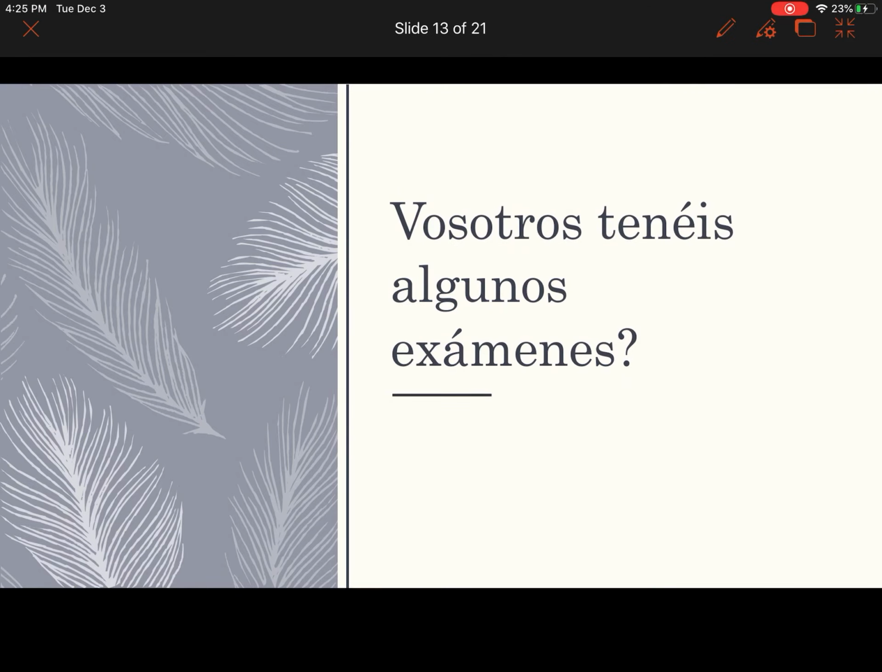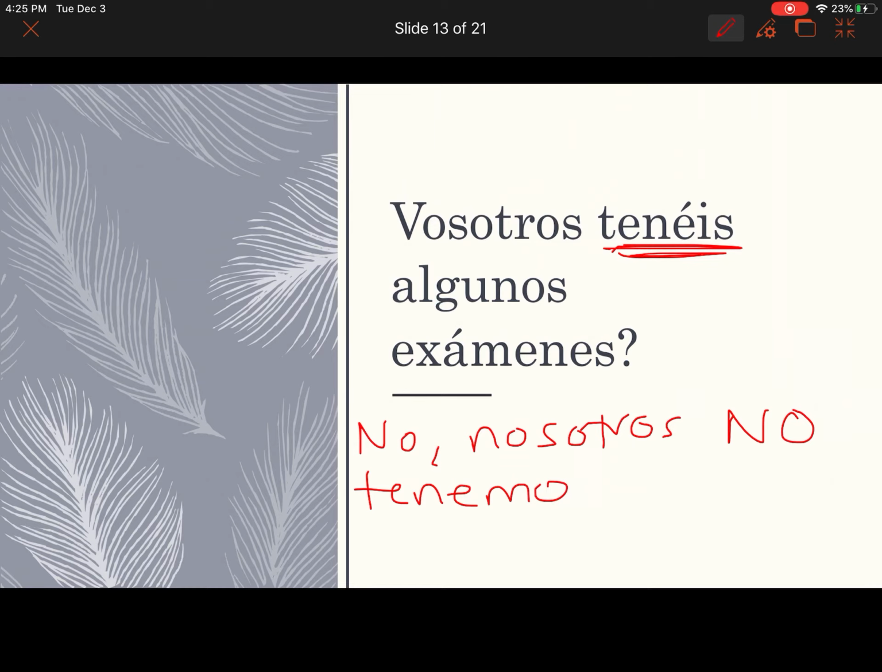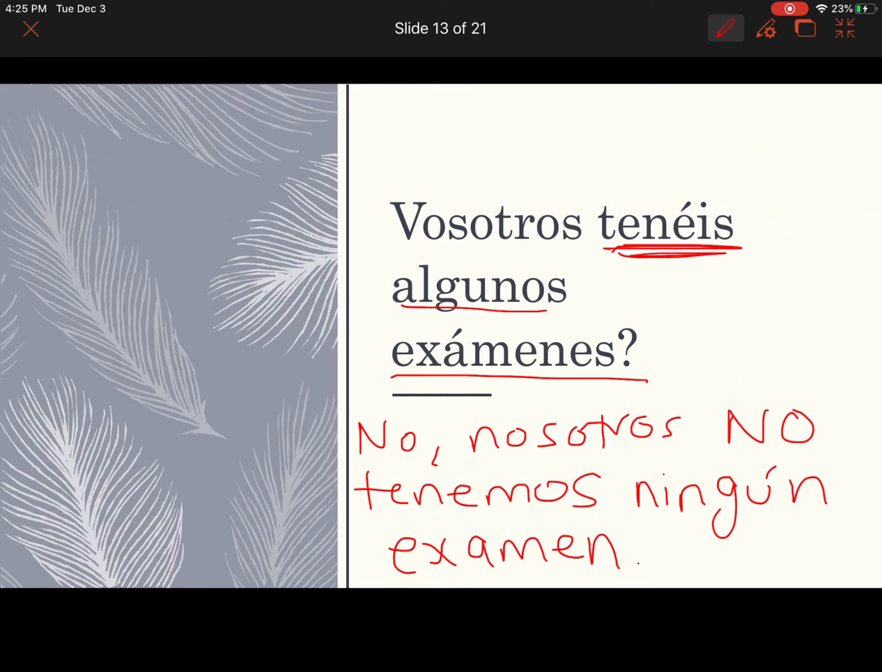Vosotros tenéis algunos exámenes. Again, the verb is tenéis. So we're going to say, do you guys have some exams? So we say no, we, nosotros, big no. Then tener in the right form, which is tenemos. And then because this is algunos exámenes, the opposite is ninguno, so we'll change it to the singular. Ningún examen. We have to make sure we change it to the singular when it's ninguno, okay? And we don't say ninguno examen, we say ningún examen.